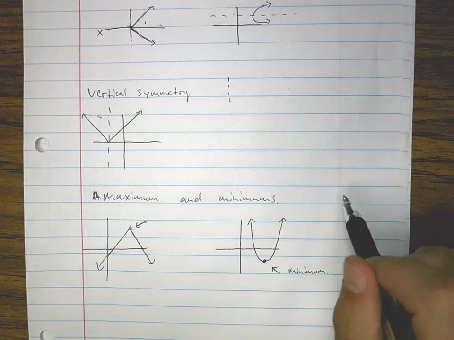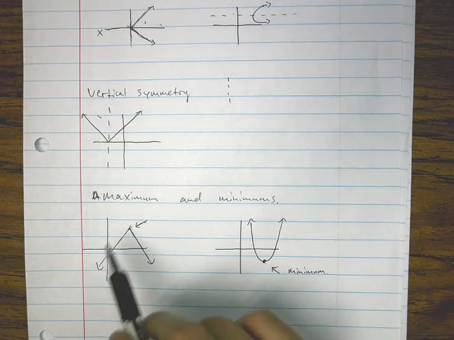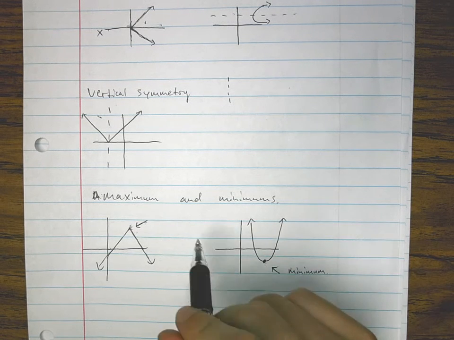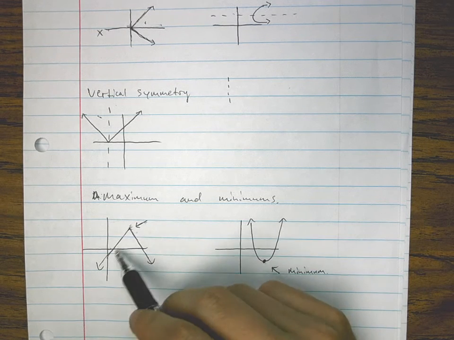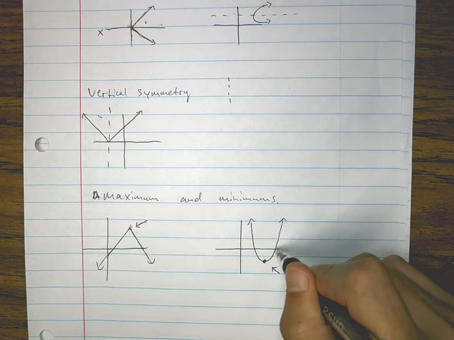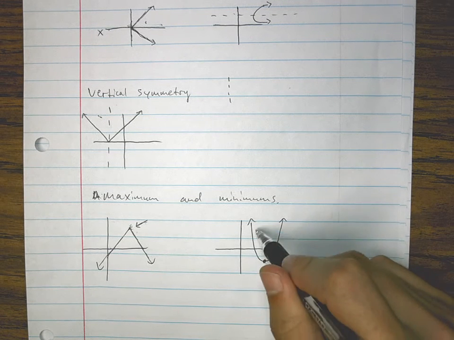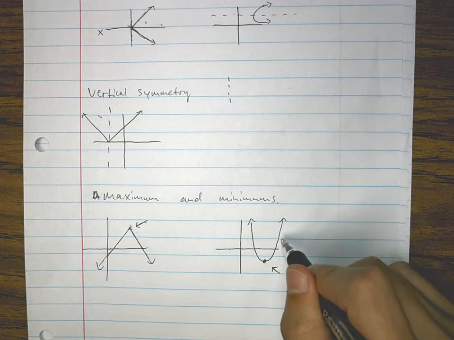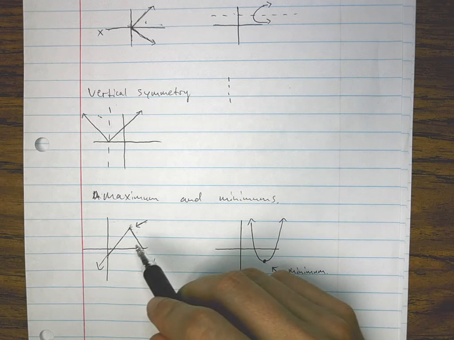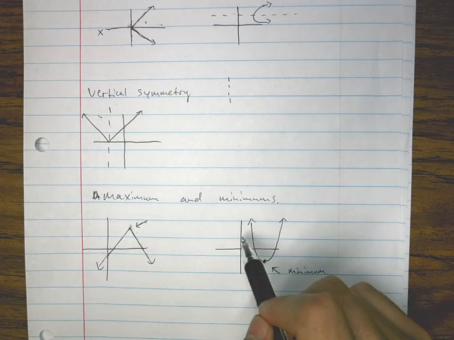So an important thing to realize is the only types of graphs that have maximums and minimums are V-shaped graphs and U-shaped graphs. We're going to talk a little bit more about those properties in a later lesson, but it's really important to know that those are the only two types of graphs that have maximums and minimums.